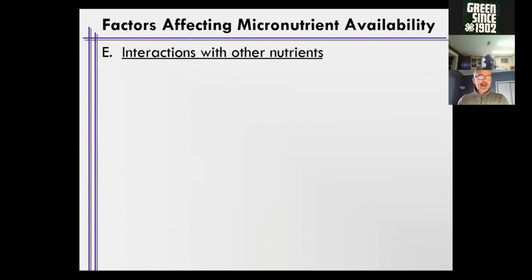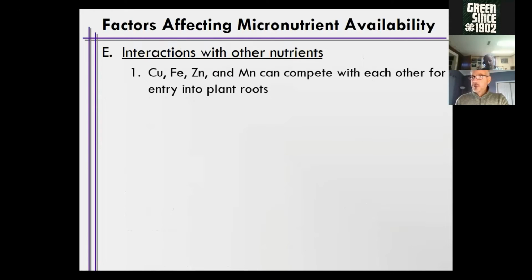And then the last factor that affects iron and zinc availability is the interaction with other nutrients. And I think this is really interesting. It may not be something that you should be really concerned about, maybe as compared to points A, B, and C. But I think it's interesting nonetheless, just so you understand how this works in soils and in plants.